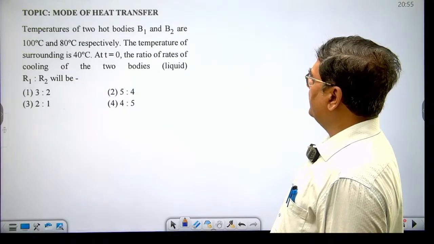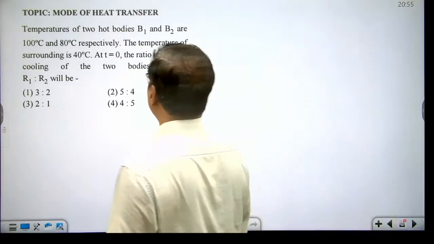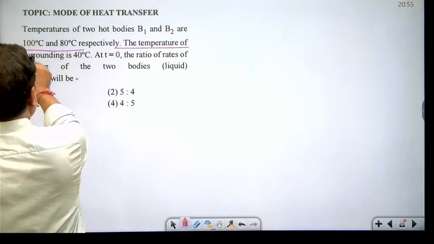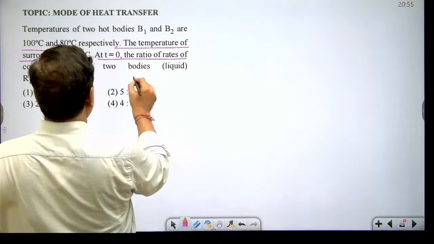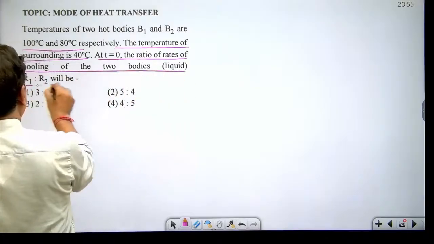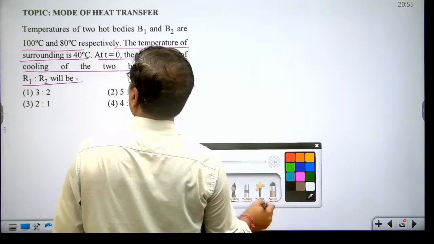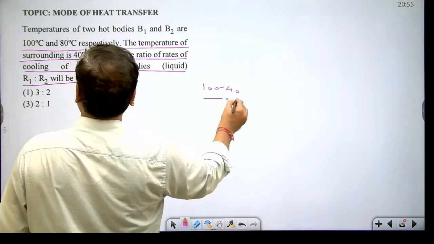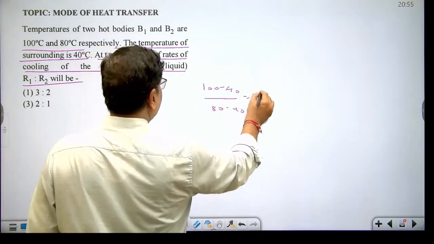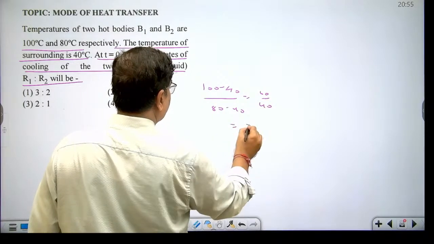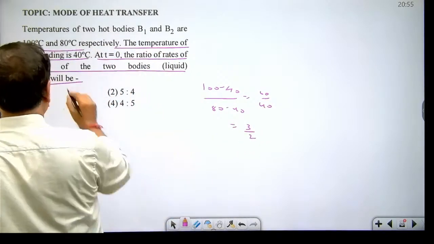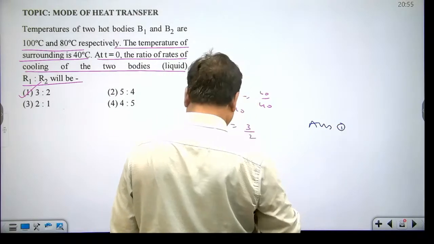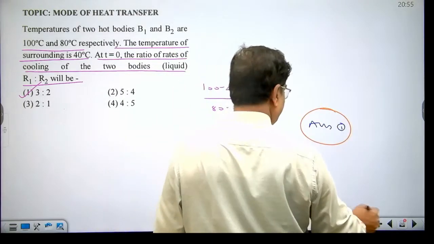Temperatures of two hot bodies B1 and B2 are 100 degrees and 80 degrees centigrade. The temperature of the surrounding is 40 degrees centigrade. At t equal to 0, what is the ratio of rate of cooling of the two bodies, R1 is to R2? Rate of cooling is directly proportional to temperature difference: 100 minus 40 and 80 minus 40, so this is 60 upon 40. So the ratio of rate of cooling is 3 upon 2. So the correct choice is option 1.